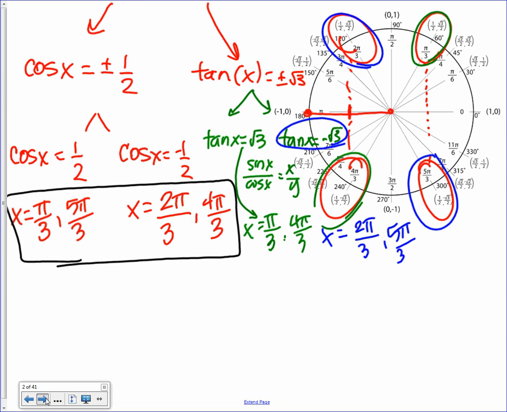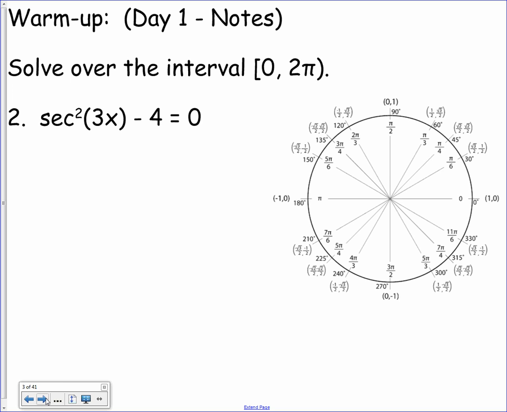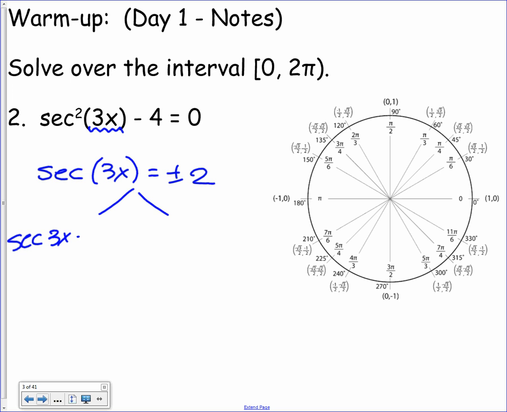Okay. Over here, you've got a multi-angle. That means we're going to end up tripling the number of answers that we have. Okay. So if I went through and solved this, I would get the secant of 3x equals plus or minus 2. So secant of 3x is going to equal positive 2, and secant of 3x equals negative 2. All right. Well, then the question is, where does secant equal 2? Well, secant goes with cosine, so that's the same question as where does cosine equal 1/2?